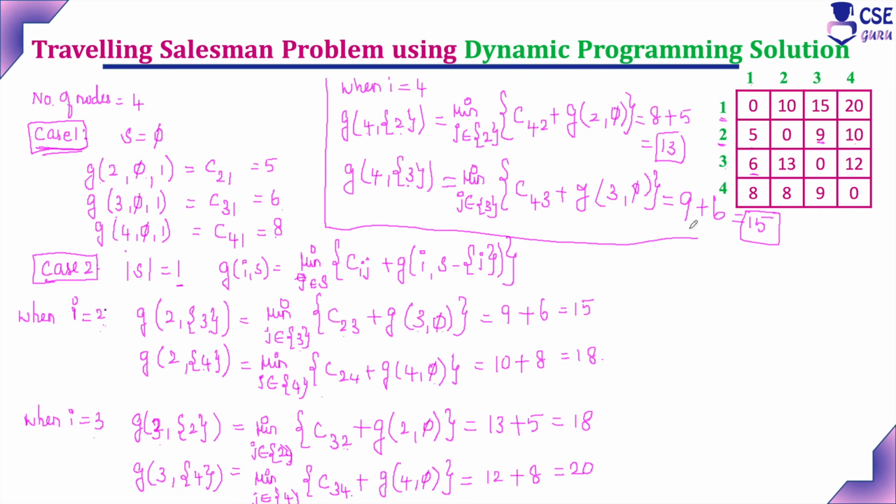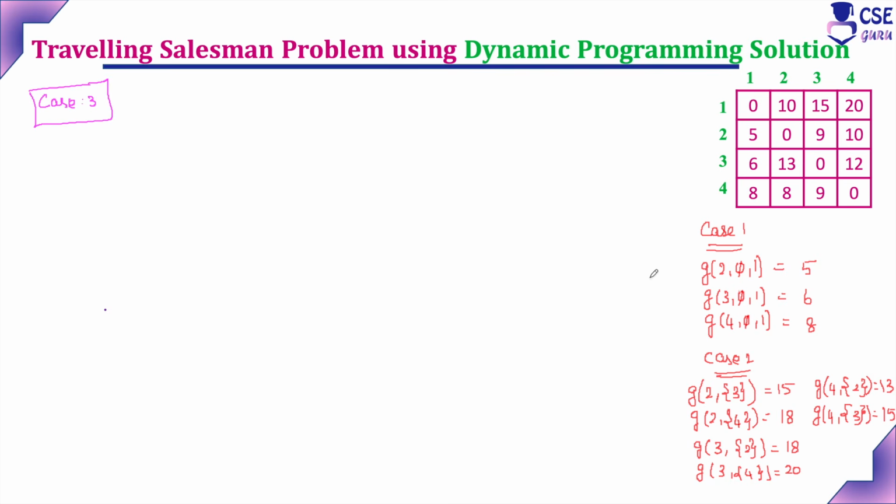In case 3, we have to consider that after visiting the current city, there are 2 more cities to be visited. These are all the values we have found out in case 1 and case 2. So with this reference, we will find the case 3 values. In case 3, modulus S is equal to 2. And G of I, S, what is the function we are going to use? That is minimum of J belongs to S, Cij plus G of J, S minus J. Okay, this is the function we are going to implement here.